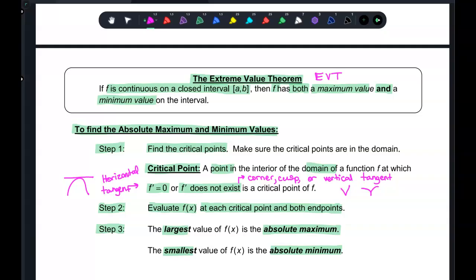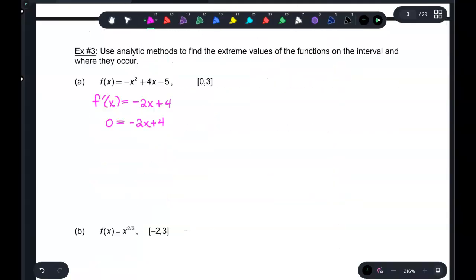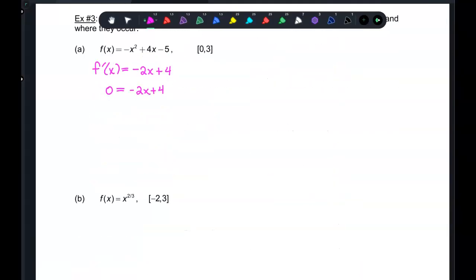Just a quick note, we always want to make sure the critical points are in the domain. So we're going to set f prime of x equal to 0 or see where it does not exist. I'm setting f prime equal to 0. And what do we get for x? 2. Double check, yes, that's between our 0 and 3. So this is a critical point. Step one is done. We have one critical point, which hopefully makes sense. It's an upside down parabola, so we should only have one place where there's a horizontal tangent.